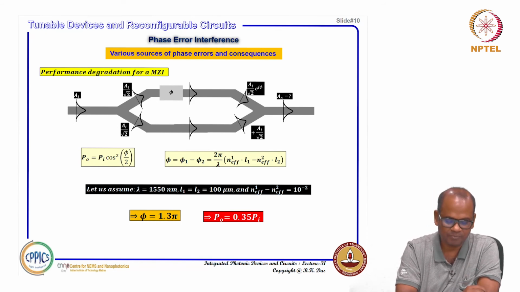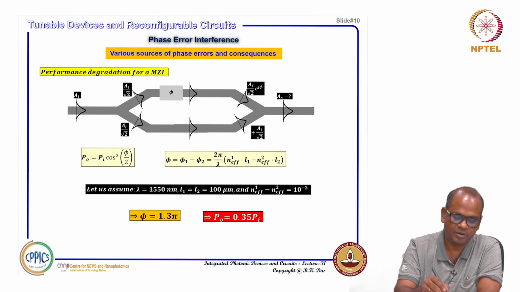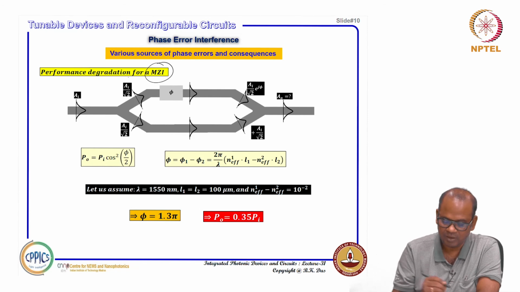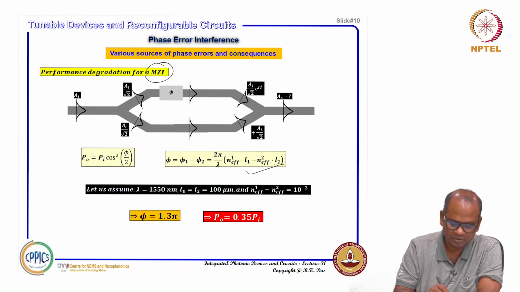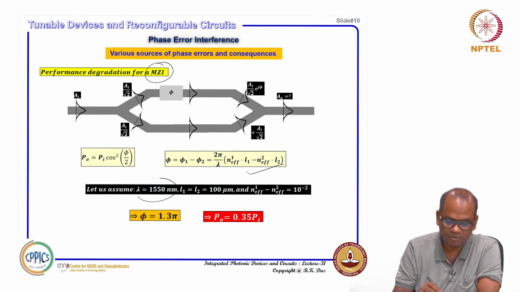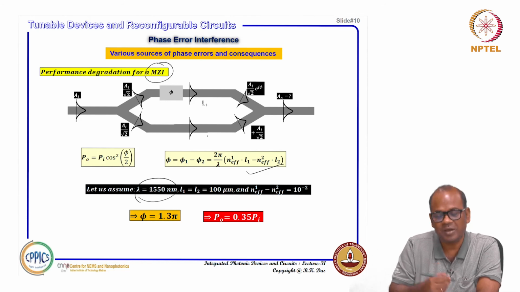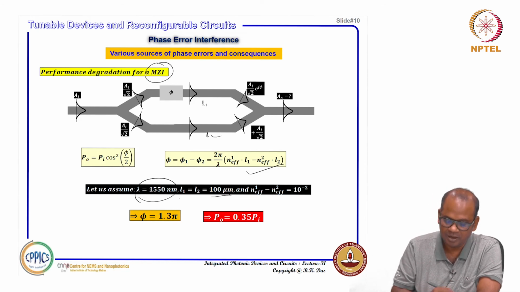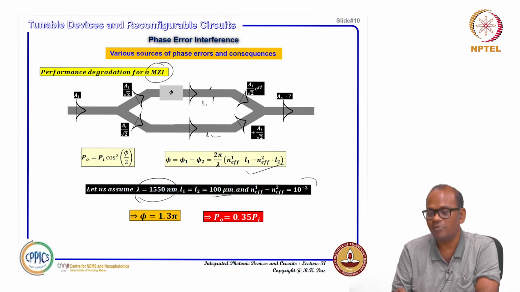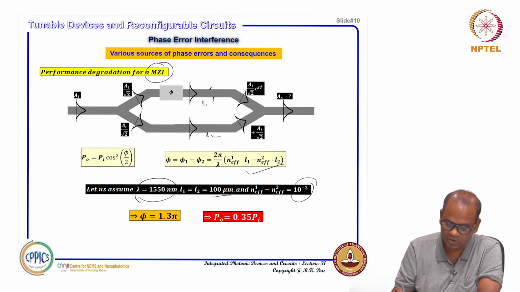Let us see an example of again our Mach-Zehnder interferometer. We have shown that phi equals this one we have expressed. Let us consider that the operating wavelength is 1550 nanometer, and we consider L1 and L2 identical, a balanced Mach-Zehnder interferometer, 100 micrometer. However, because of the dimensional variation, for example, N effective 1 and N effective 2, I have just exaggerated a little bit. Instead of 10 to the minus 3, we just consider 10 to the minus 2, for example.